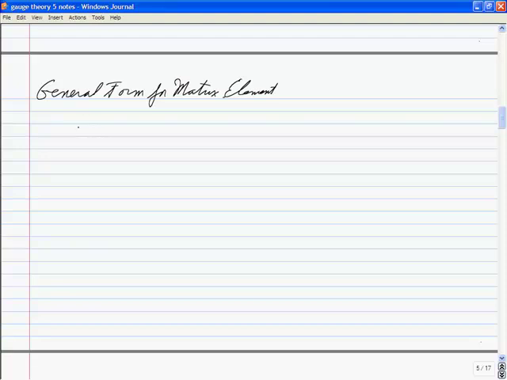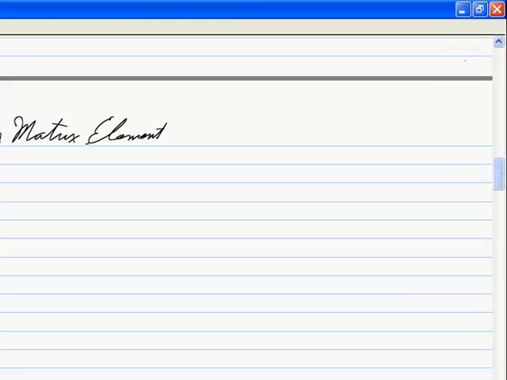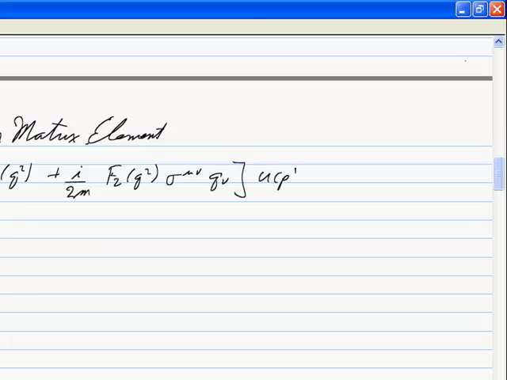Okay, so the matrix element of a current j^mu is going to have the following form: ū(p') [γ^μ F1(q²) + (i/2m) F2(q²) σ^μν q_ν] u(p).